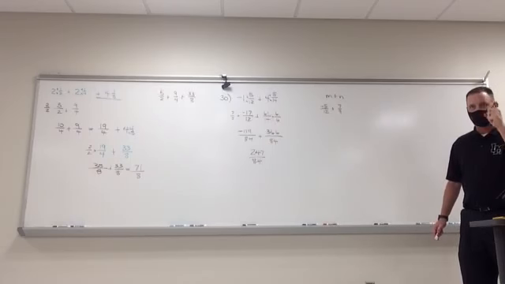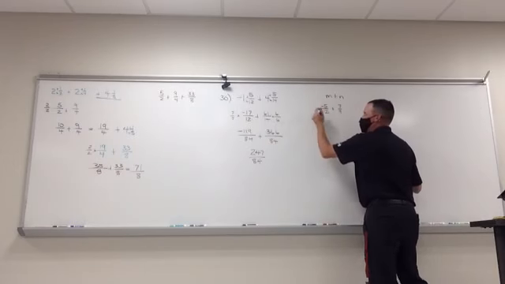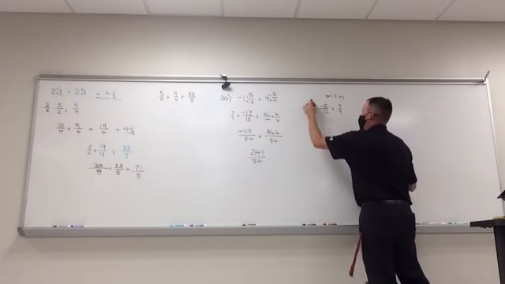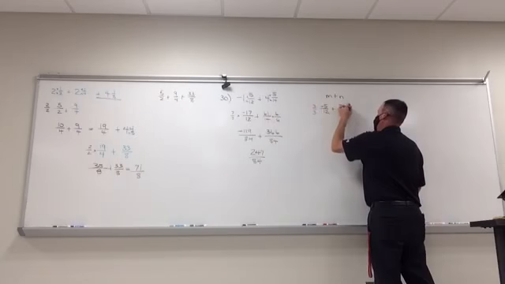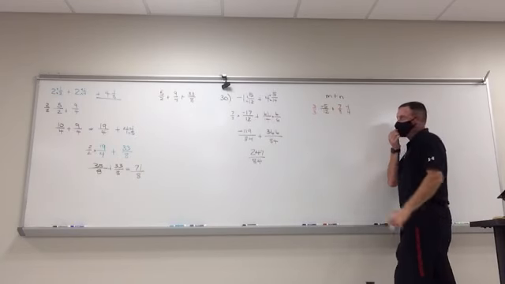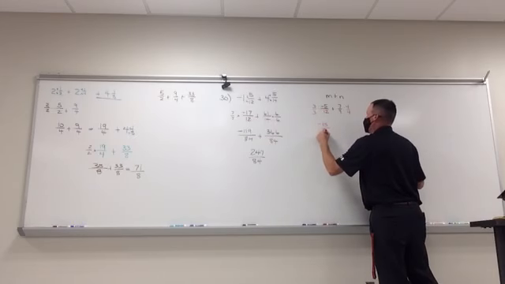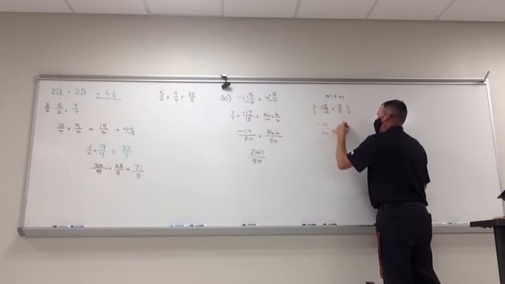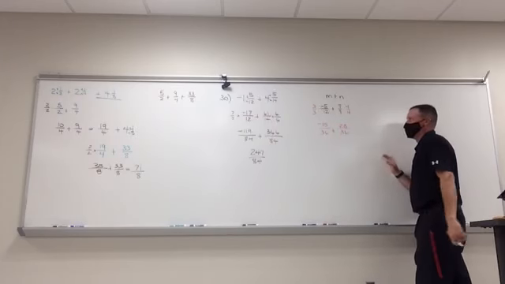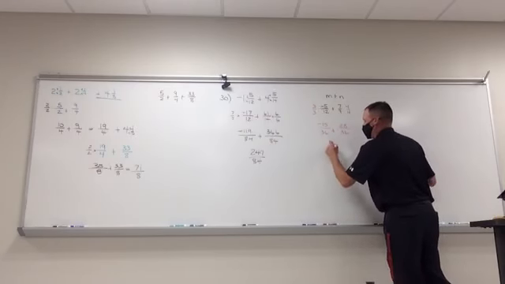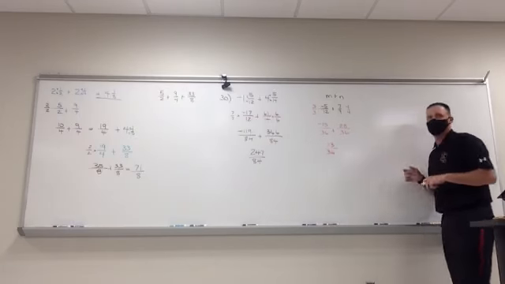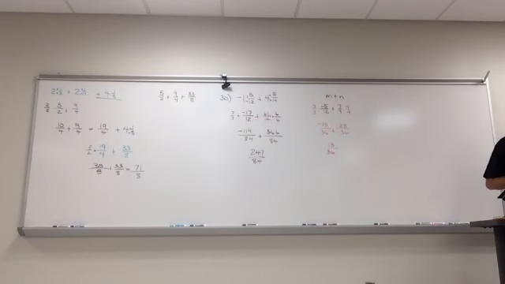12 and 9 both go into 36. We're going to multiply by 3 and 3. We're going to multiply by 4 and 4. 3 times negative 5 is negative 15 over 36, plus 28 over 36. Negative 15 plus 28 would be 13 over 36, and that is reduced. Alright.